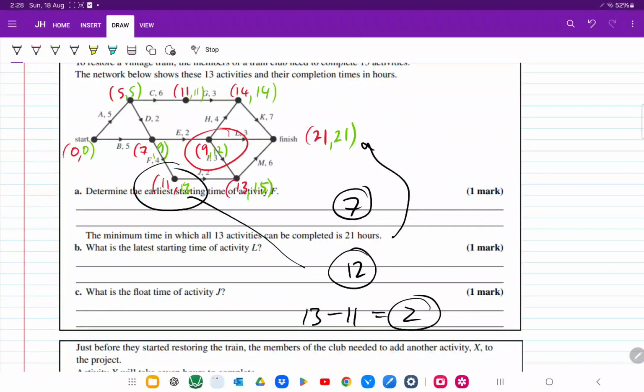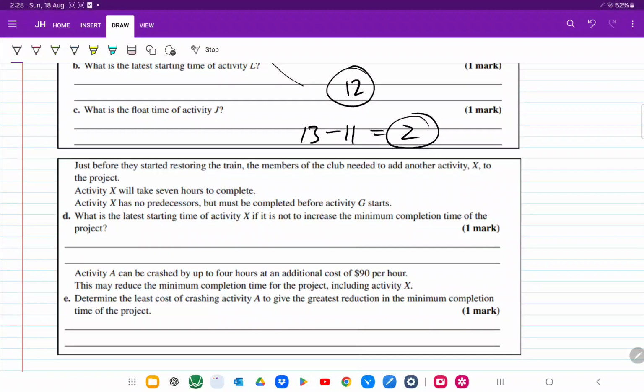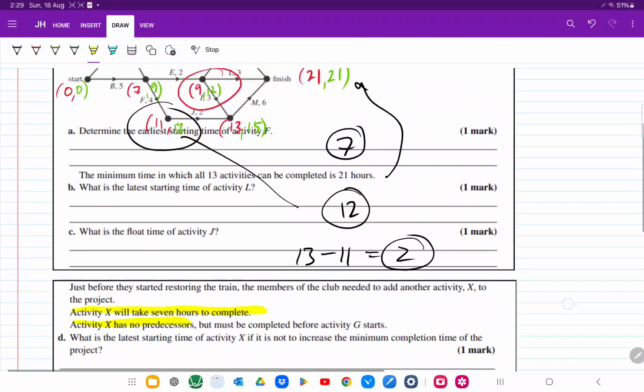Alright, let's look at the crashing questions now. Just before they started restoring the train, the members of the club decided they need to add activity X to the project. Activity X will take 7 hours to complete. Now, activity X has no predecessors, but must be completed before activity G starts. What is the latest starting time of activity X, if not to increase the project?